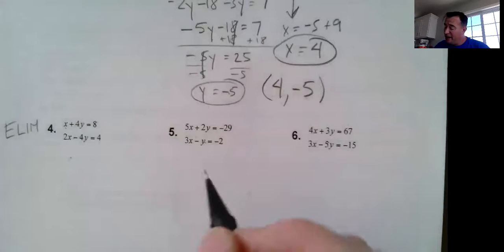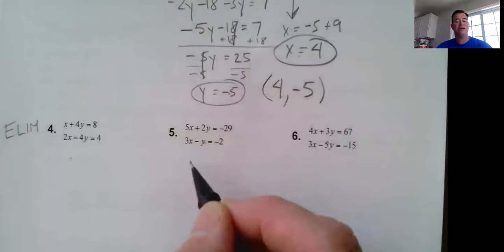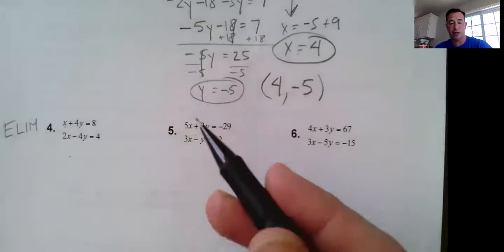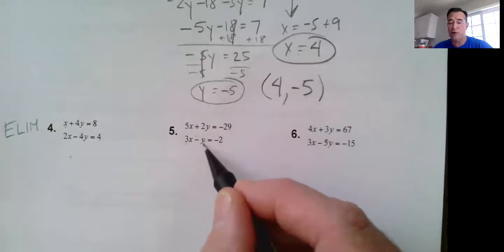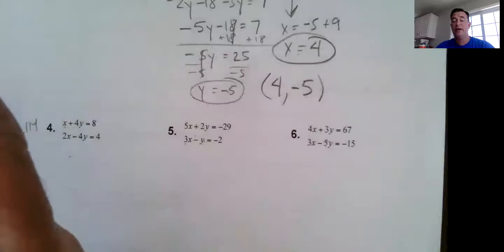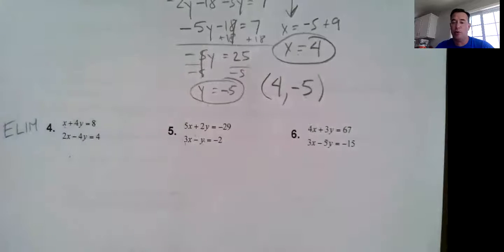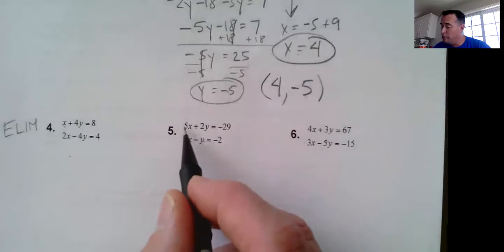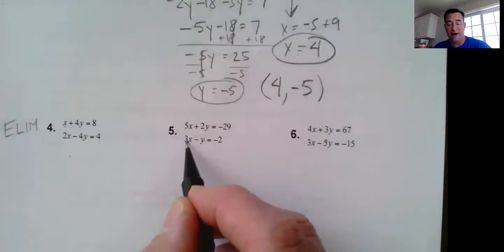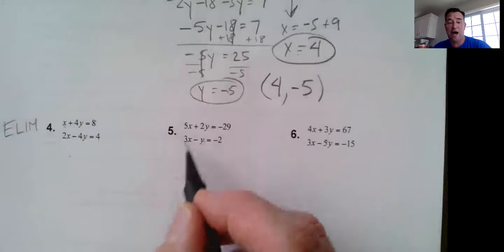That being said, I'm going to use this one as our example because it's not quite as simple, and I want to show you what to do with that. 5 and the 3, those aren't going to cancel each other out if I add them together. 2y and negative y, those aren't going to cancel each other out when I add them together. So what I need to be able to do is to manipulate the equation in such a way that I can make it so that they can cancel each other out. Now, in the case of this one, I could absolutely multiply this one by a 3 and this one by a 5, and then I would have common coefficients.